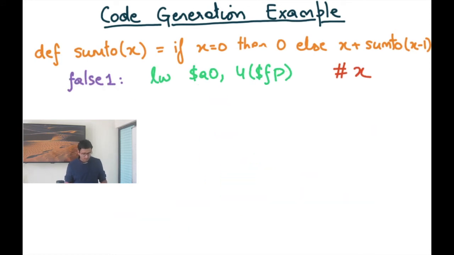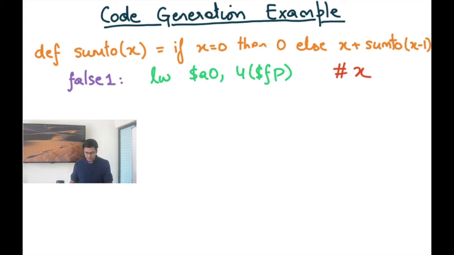Alright, now let's look at the individual labels. What should happen on false 1? So false 1 is basically when I am in the else branch, right? Because the condition is evaluating to false, and that's where we will go. And so at the false branch, I'm going to do code gen of this particular expression, x plus sum 2 x minus 1.